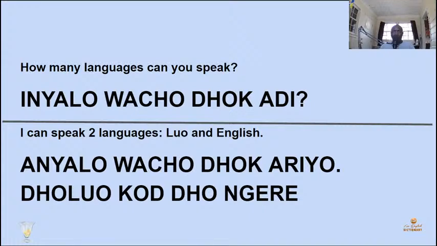Anyalo wacho dhok ariyo. Dho Luo kod dho Ngere. So Ngere is English. So when you say I can speak two languages, one is Luo and one is English. Anyalo wacho dhok ariyo. Remember our counting video? We said that counting, when you count achiel one, achiel ariyo adek, you remember that?